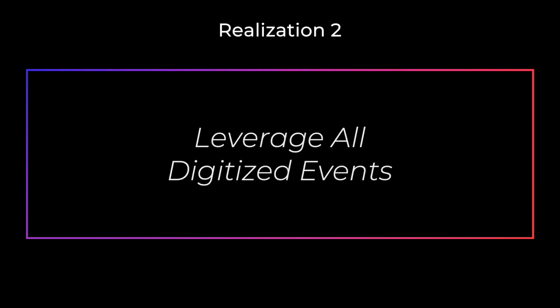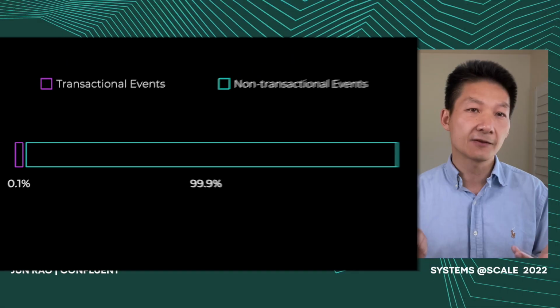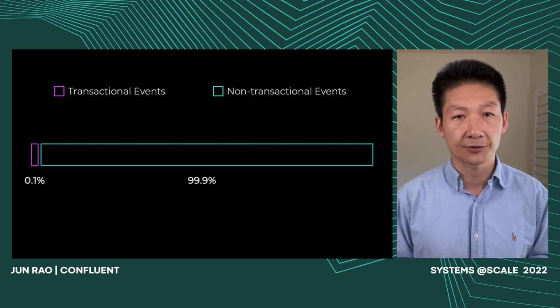The second realization I want to share with you is this, which is the need to leverage all digitized information. Now, what is all the digitized information LinkedIn has? Well, historically, LinkedIn mostly looked at what we call transactional data. This is the information about your profile, your educational history, your connections. This is the information you typically store in a transactional database.